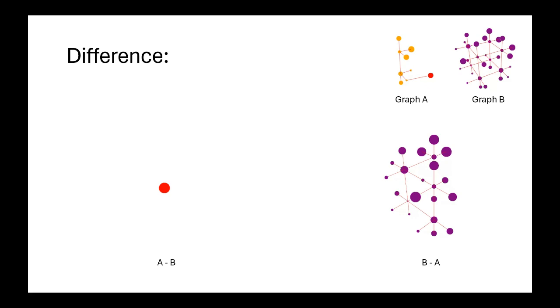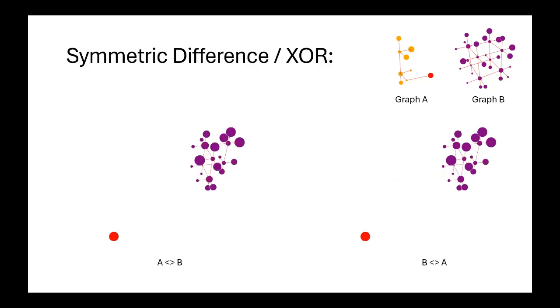In terms of difference, again, A minus B gives you only a graph with a single vertex and no edges, so that's the red vertex. And B minus A removes A from B, so you get fewer purple vertices. The symmetric difference, or exclusive OR, are the nodes in A and B that are not common. So in graph A, it's only the red vertex, and in graph B, it's the purple vertices that are not common. And the resulting graph would be what you see here. This is actually one graph with an isolated vertex.